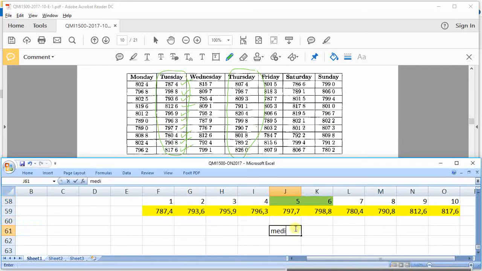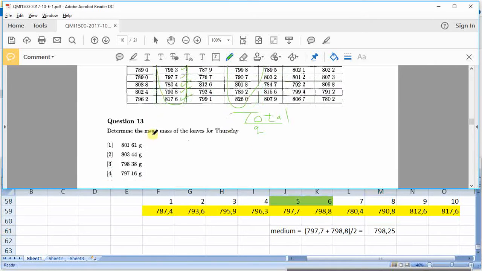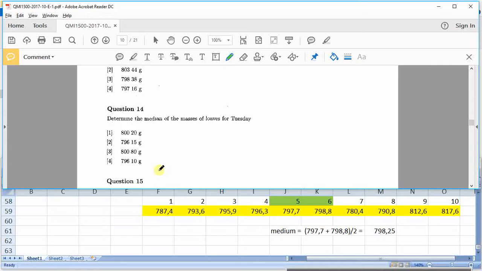Okay, so median equals, brackets, 797.7 plus 798.8, close brackets, divide by 2 equals 798.25. Now we're busy with question 14, aren't we? 798.25. Not an option. But that's the midpoint, so that's the median.